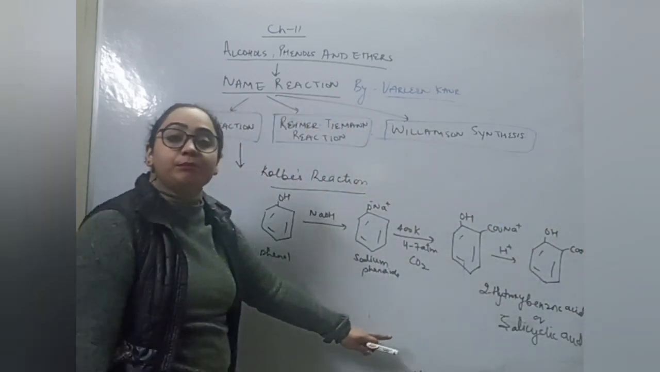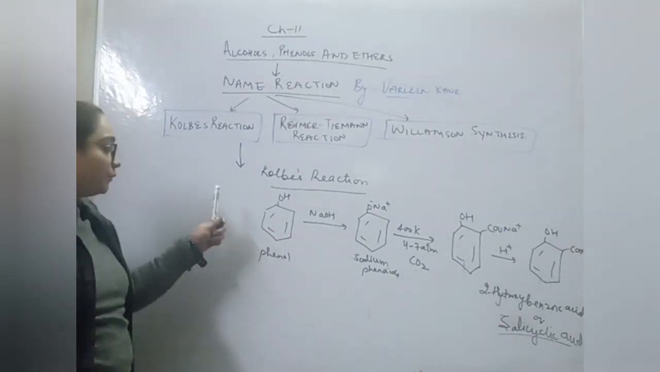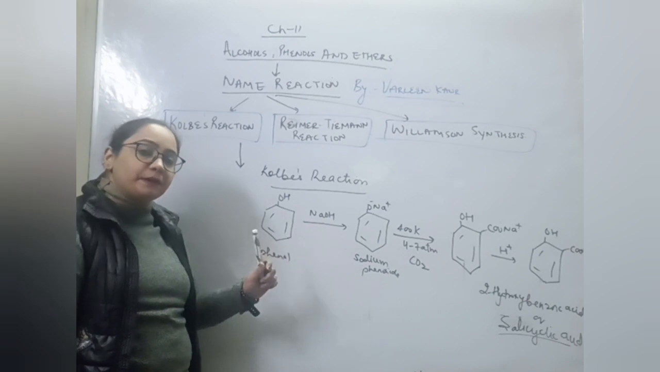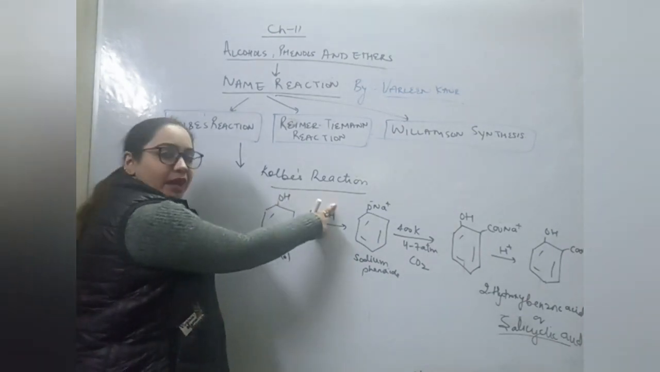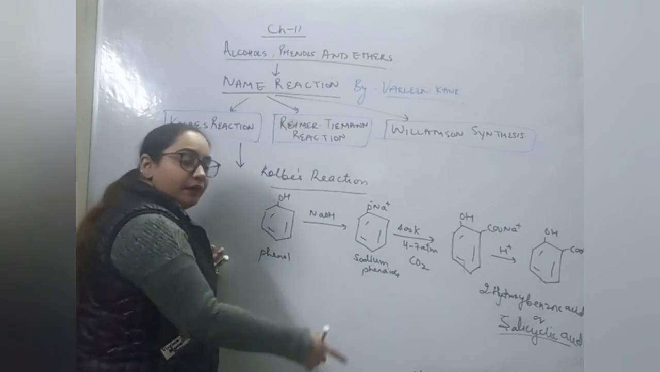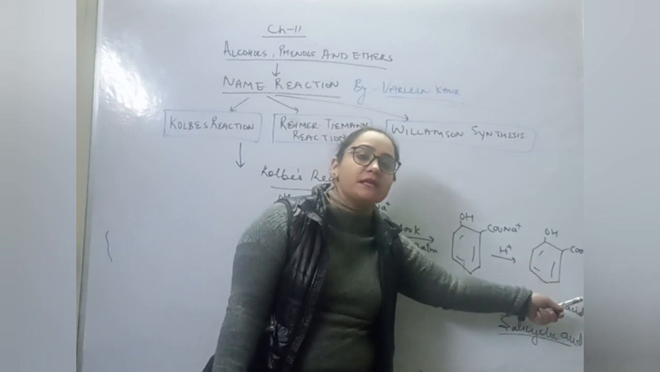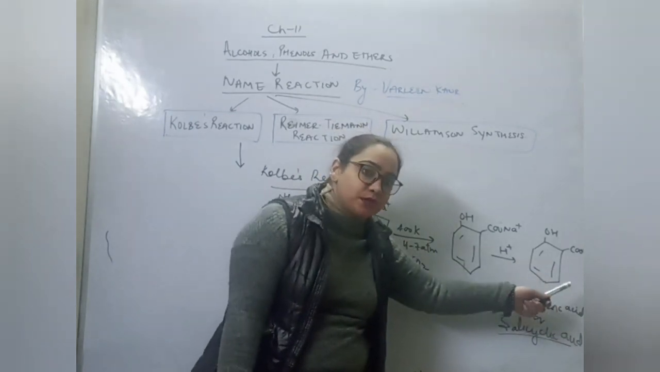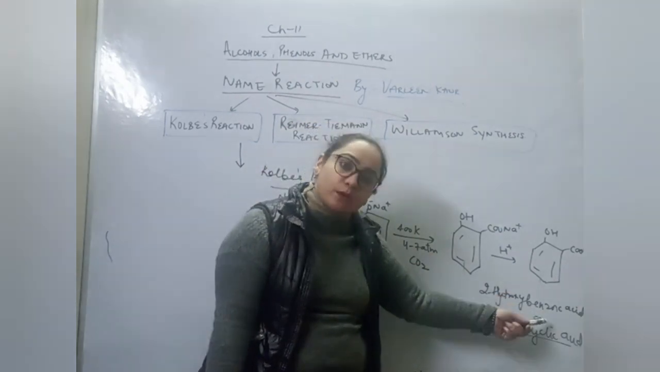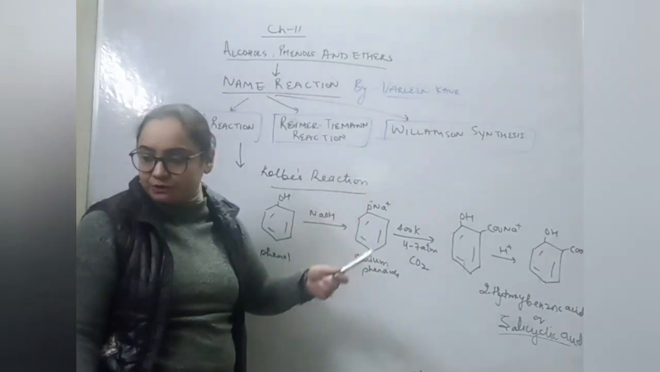So this is a very important conversion and name reaction. When you have the question, convert phenol to 2-hydroxybenzoic acid, or the simple name reaction, the Kolbe's reaction. Or you have the question, convert phenol to salicylic acid. We have OH at the second position and COOH at the first position. It is also known as ortho-hydroxybenzoic acid.